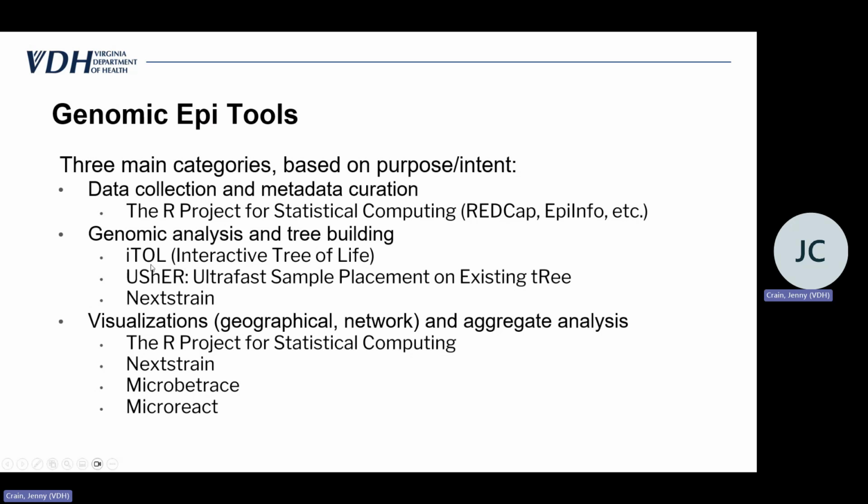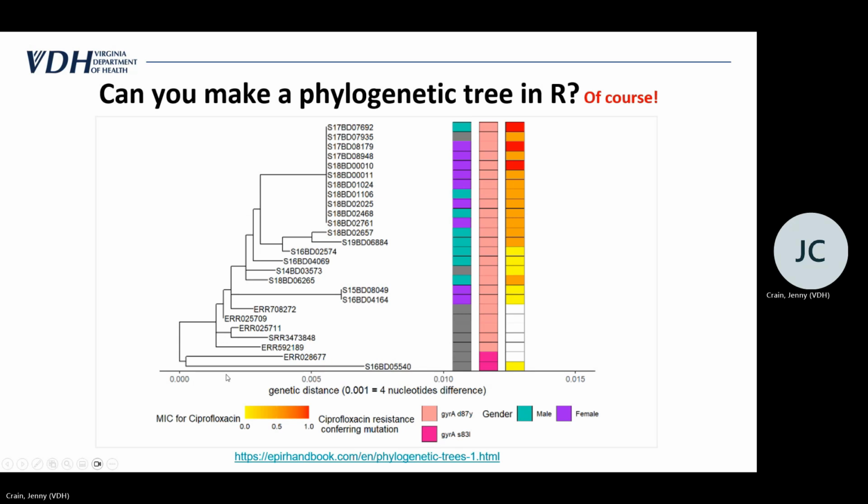An example of those would be ITOL as well as Usher and NextStrain, and I'll show some screen grabs from these as well. And then there's genomic epi tools that only allow for visualization. So these would be maybe to show a network or a geographical representation, say on a map. They can also do some aggregate analysis, but in general, they are not doing the mathematical modeling behind placing isolates on a phylogenetic tree. And so R can again be used for these visualizations, as I mentioned, NextStrain, MicrobeTrace, and MicroReact, and I'll show all of these.